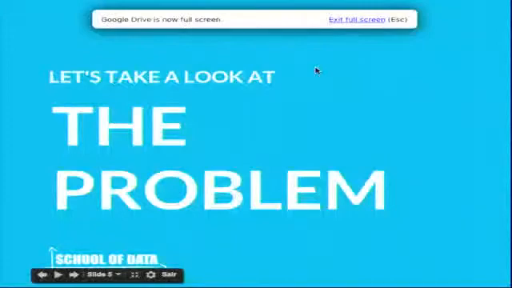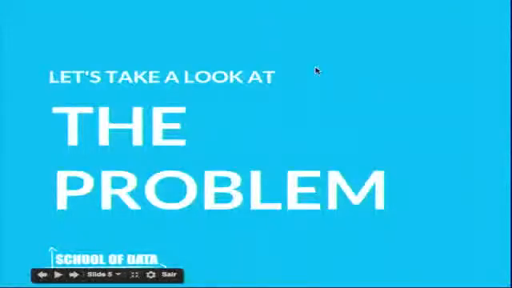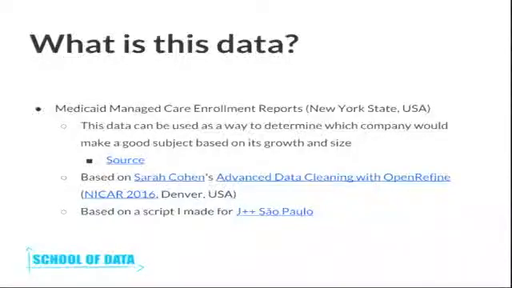Let's take a look at the problem. We will be trying to get information from multiple files and get that information in one single file for further analysis. And to do that, we need to have an approach. We have to have a cleaning strategy. But what is the data that we'll be working with today? The data that I selected is Medicaid managed care enrollment reports from the New York State in the United States. This data can be used as a way to determine which company would make a good subject based on its growth size. And you can see the source of the data here.